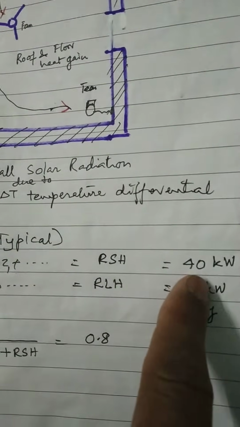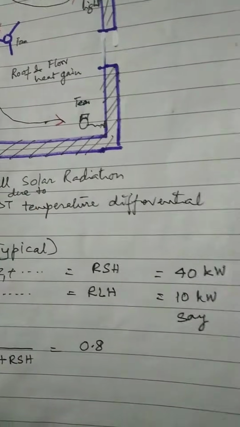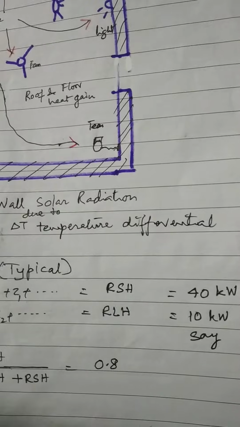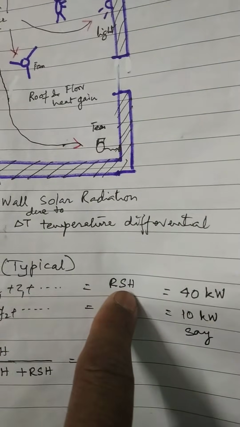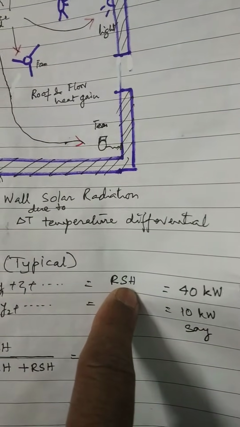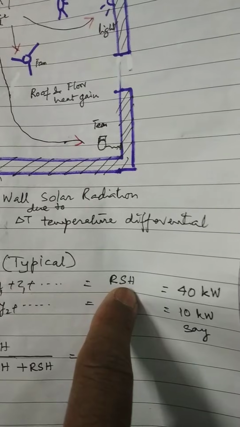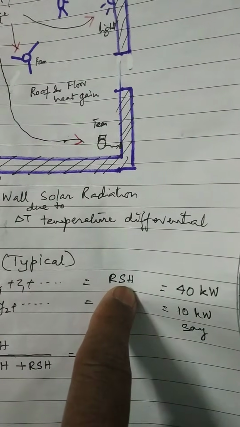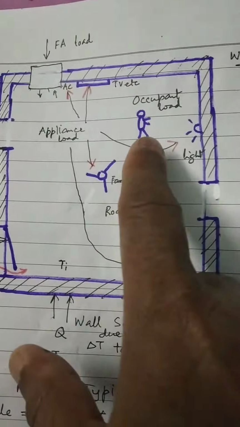Let us assume that to be 40 kilowatt for this particular room. So I am assuming 40 kilowatt for this particular room, which is just sensible heat, the heats which are going to contribute in the addition of temperature increase. Now let us talk about this person.